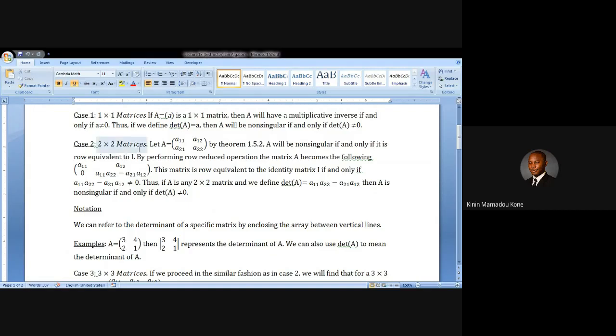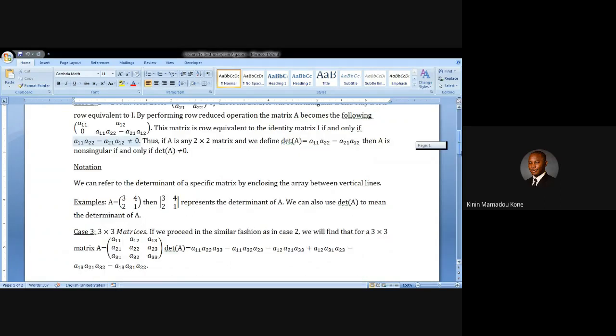Now, case number two, two by two matrices. Let A equal this matrix. By Theorem 1.5.2, A will be non-singular if and only if it's row equivalent to the identity. By performing row operations, the matrix A becomes the following. This matrix is row equivalent to the identity if and only if this value over here is not equal to 0. Thus, if A is any 2 by 2 matrix, we define the determinant of A as being this number over here. Then A is non-singular if and only if the determinant of A is not equal to 0.